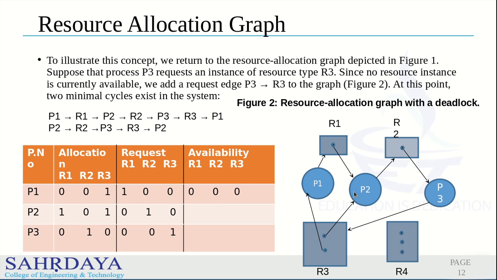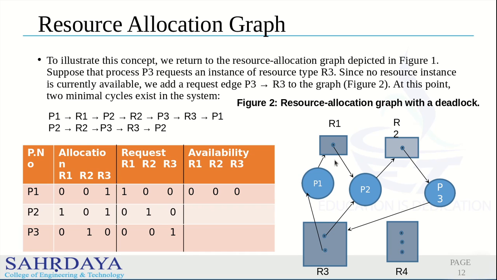P3 is not holding R1. P3 is holding only R2, so for R2 we will write 1. R3 is not held by P3, P3 is requesting it.